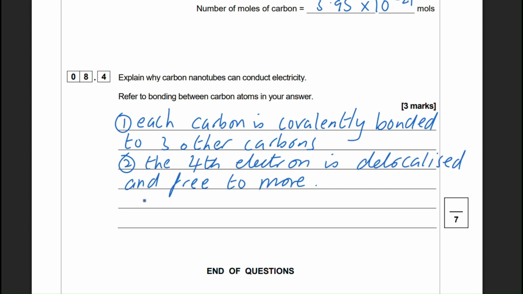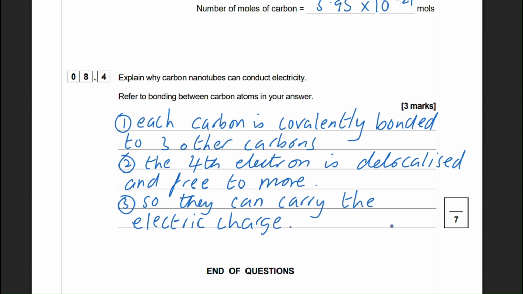The 4th electron is delocalized and free to move, and then relate it back to the question, so they can carry the current, can carry the charge. And therefore that's why they conduct electricity. And that's the end of the paper.